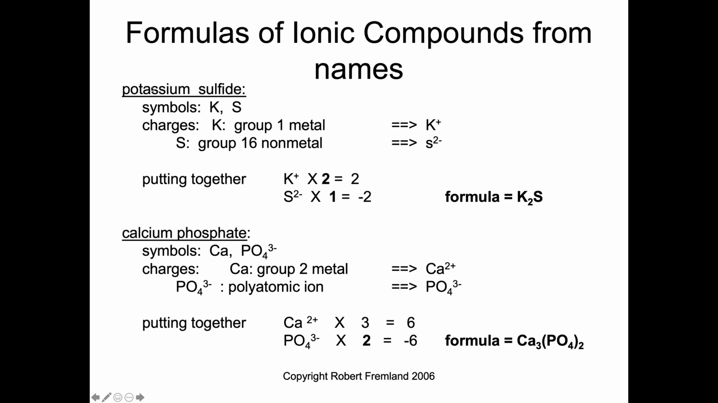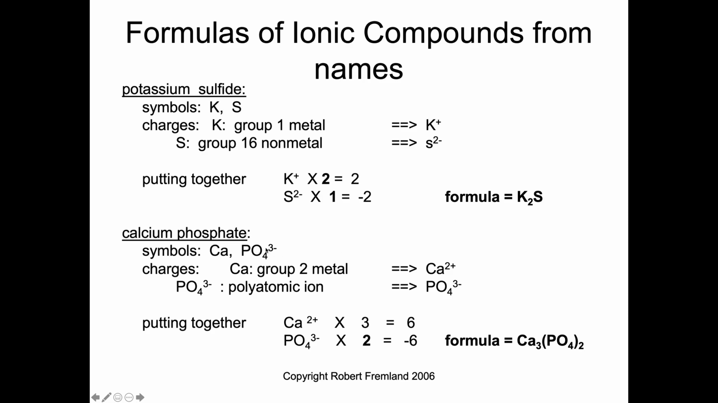So get the symbols, right? Potassium sulfide. So potassium is a K, sulfur is an S. Then we get the charges. Potassium is a metal in group 1. It's a +1. Sulfide is from sulfur. It's a nonmetal. It's in group 16. 6 minus 8 is -2. That means we need to get the charges to 2, so we need 2 potassiums and 1 sulfide. We don't write the 1.